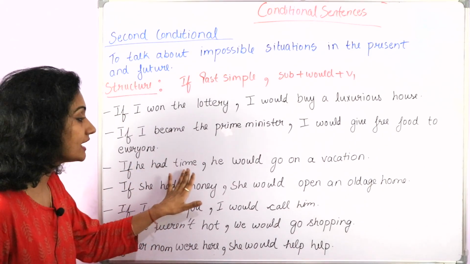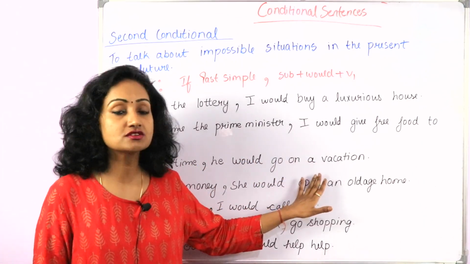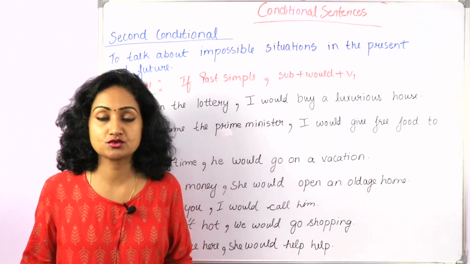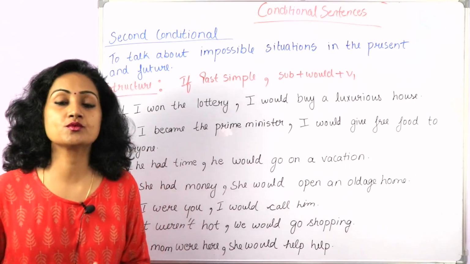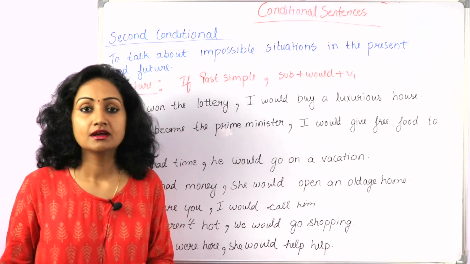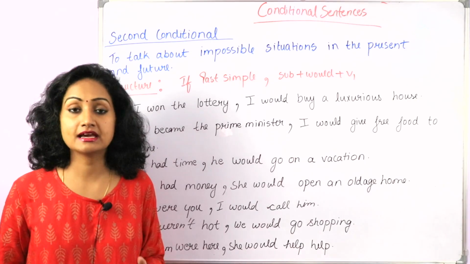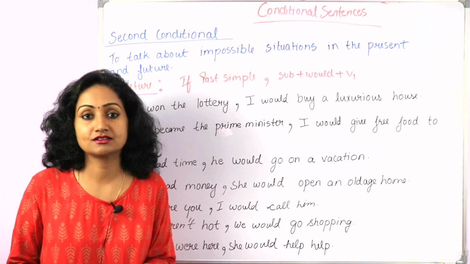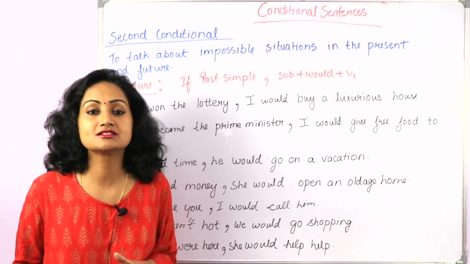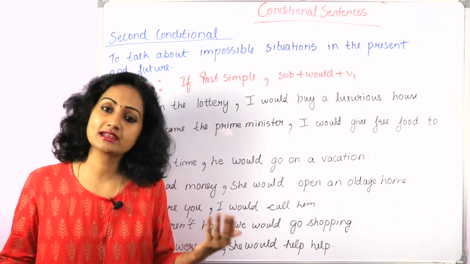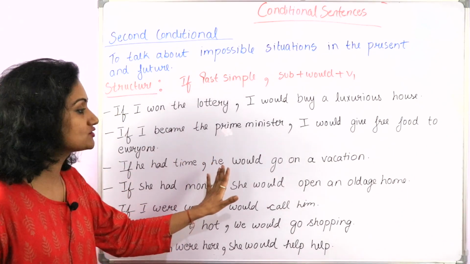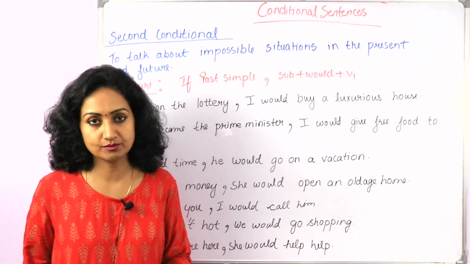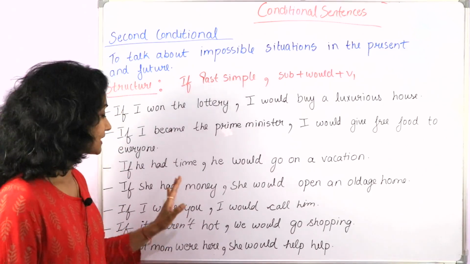If he had time, he would go on a vacation. So he doesn't have time at all. He is in a kind of a job wherein he cannot take out time. He is always busy, and he knows that he can never go on a vacation. But yes, you can imagine anything. Nobody can stop you to imagine. So this is completely an imagination which is impossible, which is never going to happen.